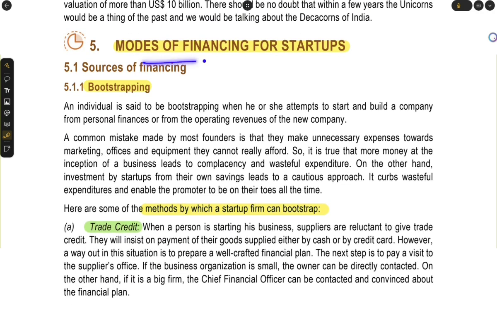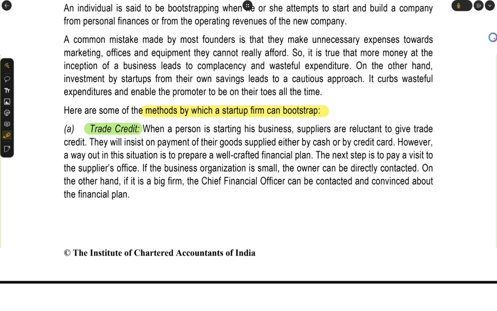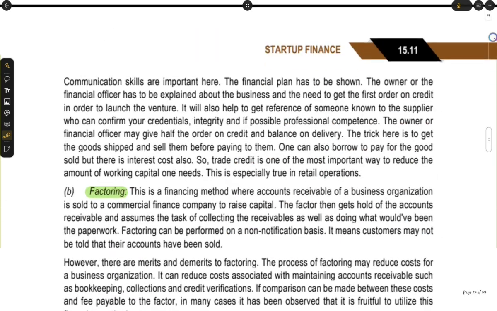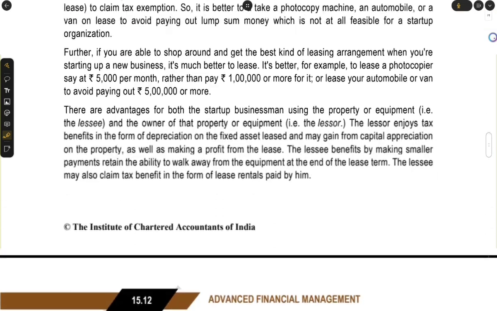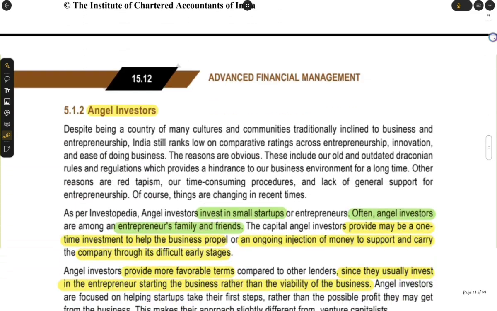Okay, then next is the mode of financing. For this, first is bootstrapping, very easy. There are a few types of bootstrapping: trade credit, and factoring, which we already understood in the first topic. Then factoring and leasing. You can read them, so that if the ICI asks any MCQ, you may be able to figure it out.